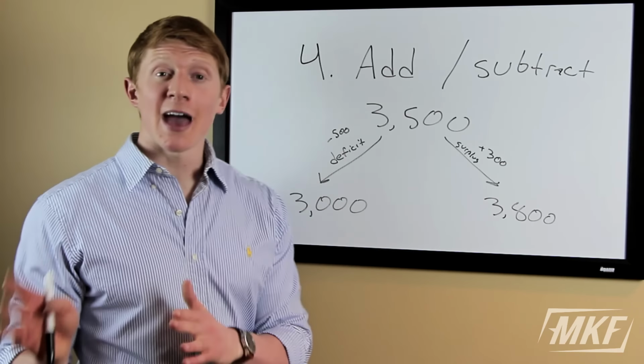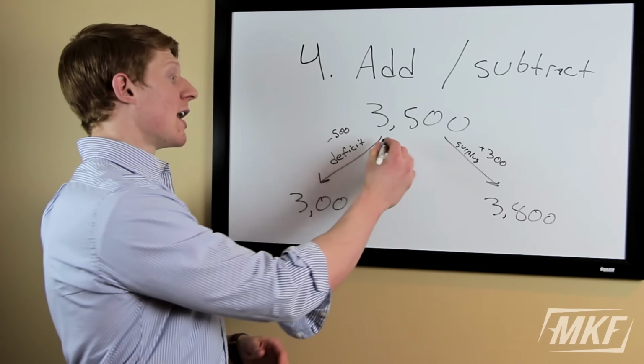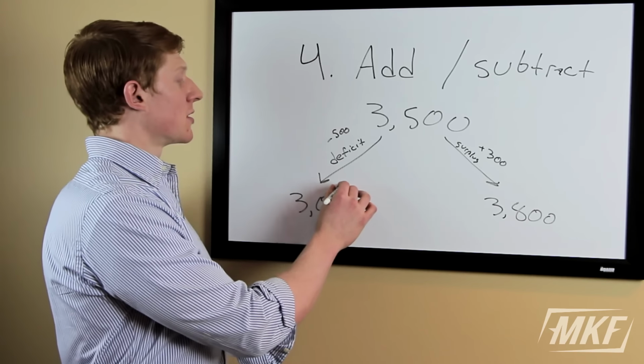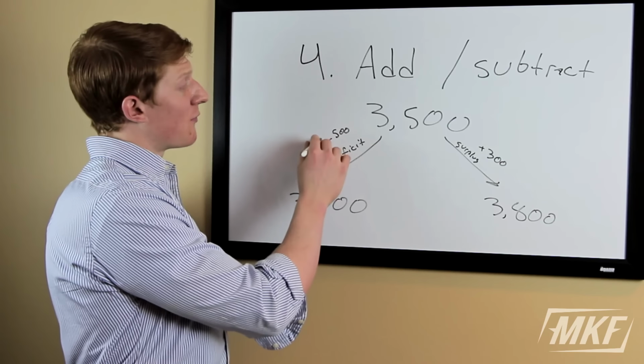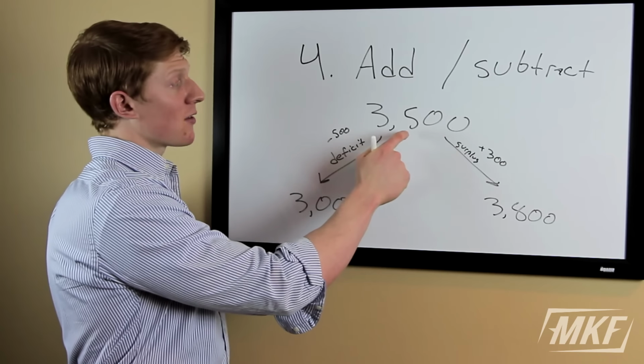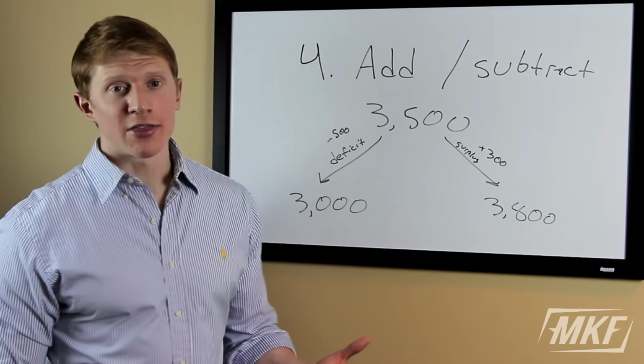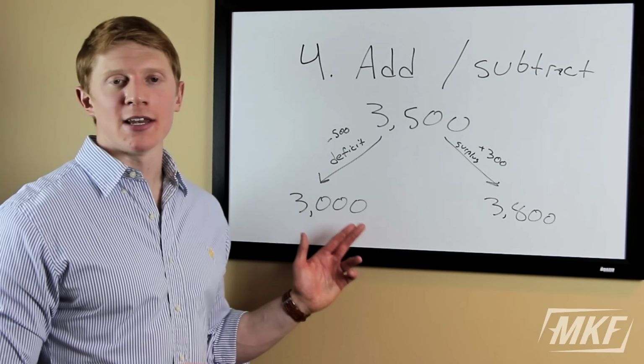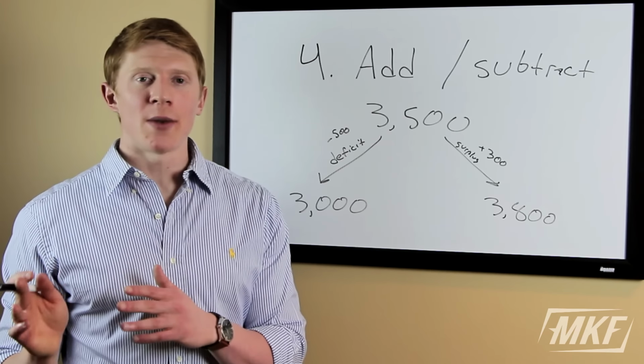So let's look at weight loss first. So as you guys can see, I drew a little arrow down here off to the left. We have a deficit of 500 calories, so just subtract 500 from this number and we get 3,000. So 3,000 is what he would need to eat to lose around 1 pound a week.